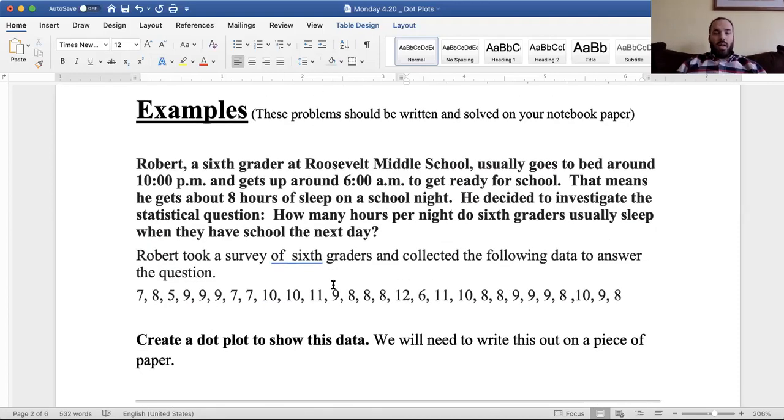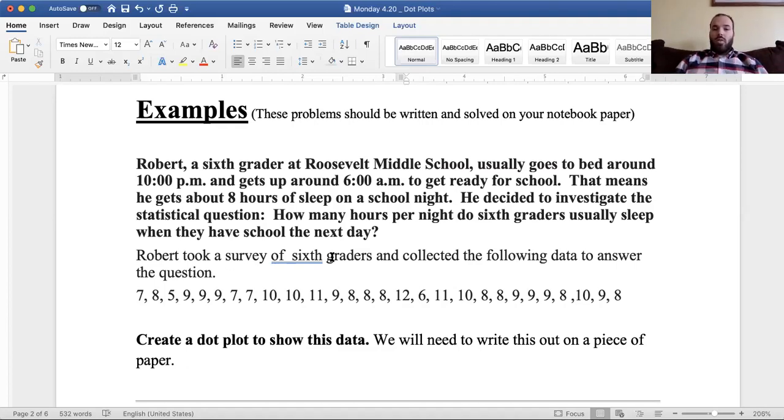Let's read this first question together. It says, Robert, a sixth grader at Roosevelt Middle School, usually goes to bed around 10 o'clock and gets up around 6 o'clock to get ready for school. That means he gets about 8 hours sleep on a school night. He decided to investigate the statistical question: How many hours per night do sixth graders usually sleep when they have school the next day? Remember that this is statistical because it's asking about a population, the whole sixth grade class, and different people are going to sleep for a different amount of time.